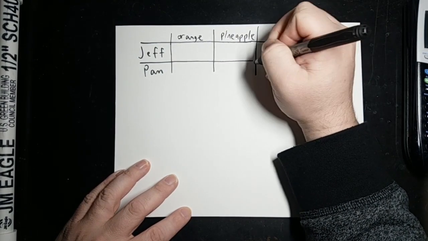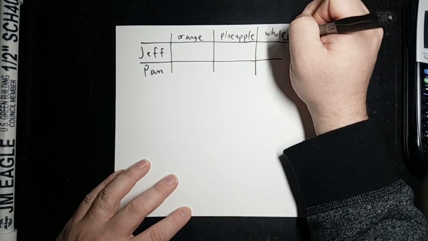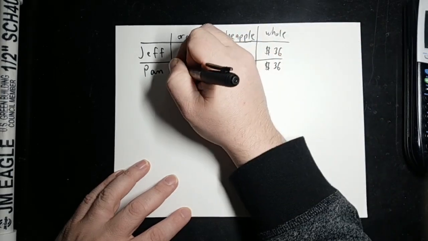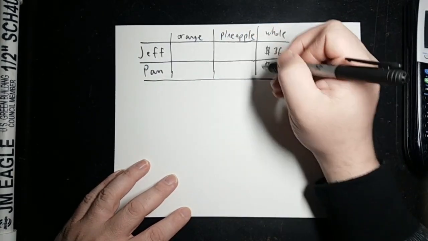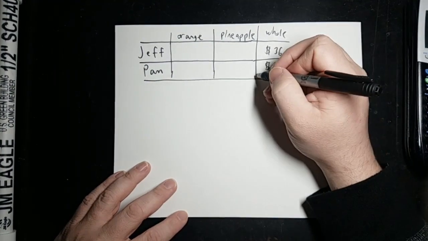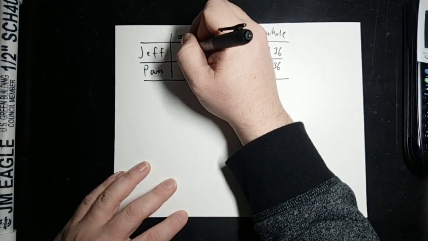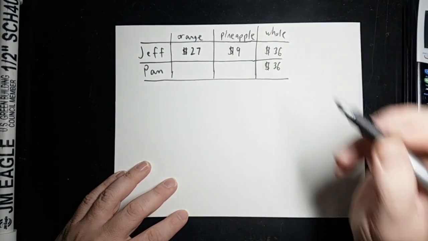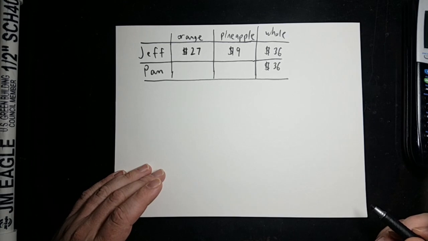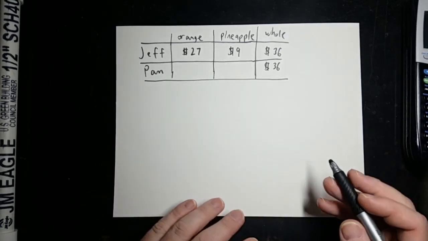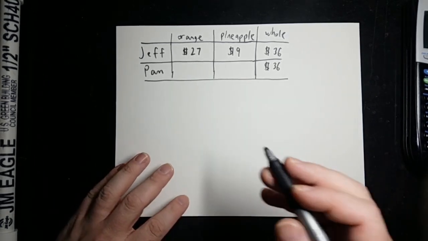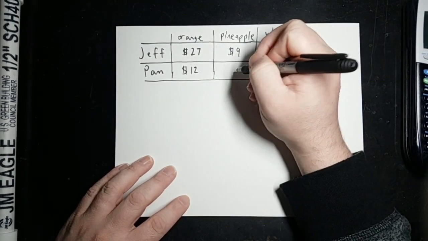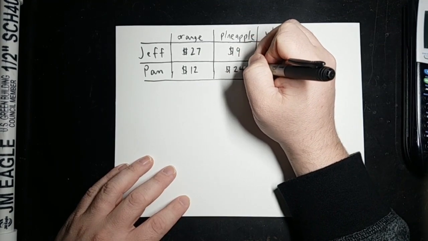Since the whole cake is worth $36, put the 36 over here. Jeff is going to value the orange slice way more than he would the pineapple slice. In fact, he values the orange slice at $27, and the pineapple slice at $9. Now, Pam, on the other hand, values pineapple more, but not as much as Jeff prefers orange. Pam values the orange slice at $12 and the pineapple slice at $24.